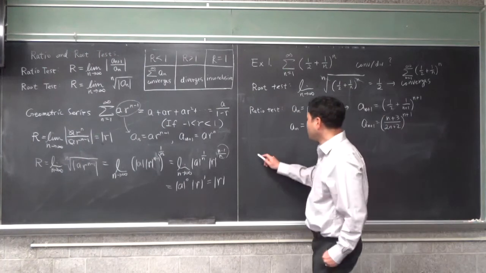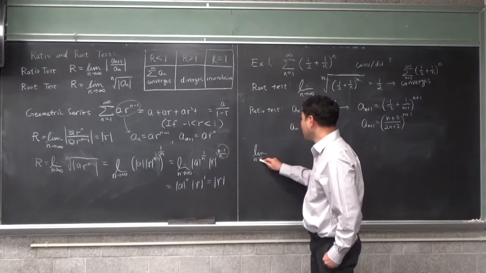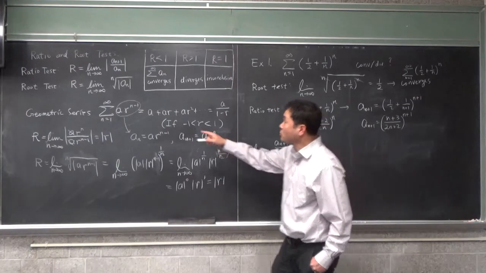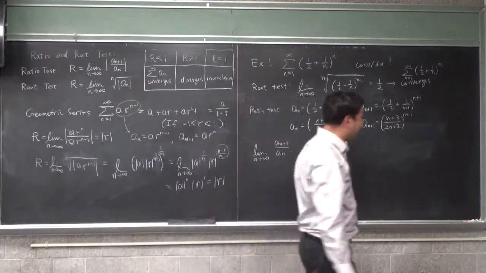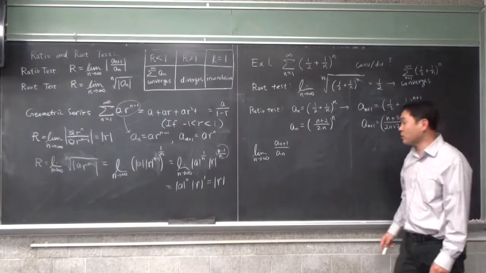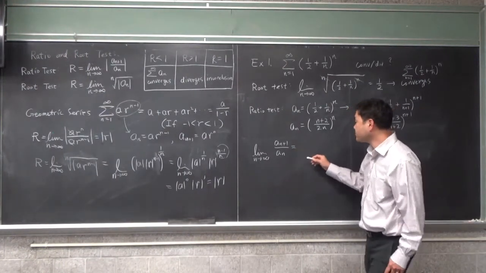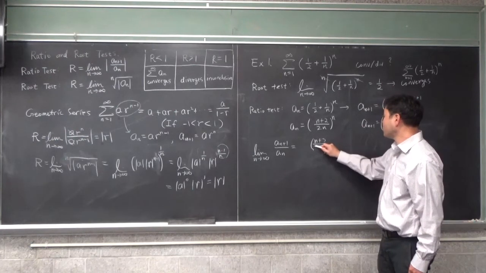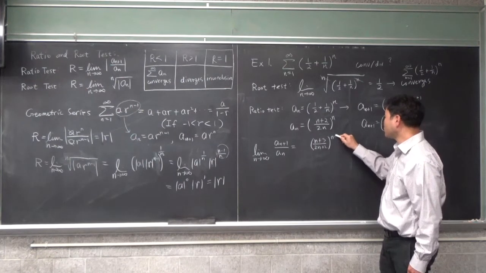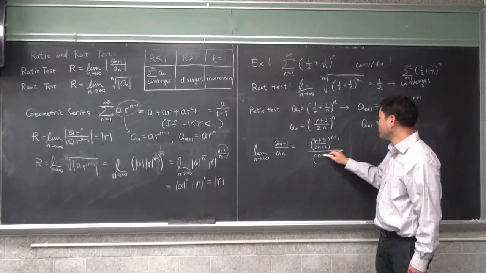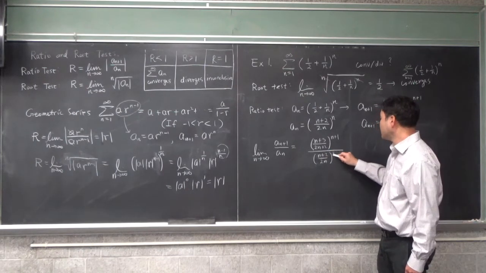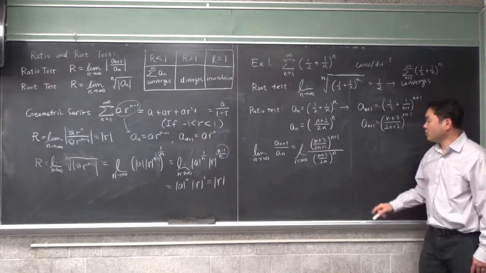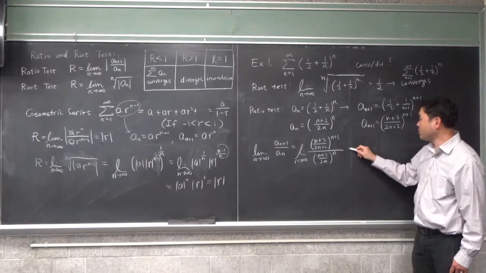Now let's try to do limit of n going to infinity of a_(n+1) over a_n. I'm supposed to be putting an absolute value there, but these are both positive, so I'm leaving it out. And then you have (n plus 3 over 2n plus 2) to the n plus 1 power divided by (n plus 2 over 2n) to the nth power, limit n going to infinity. And we use the keep change flip, so this is kept.